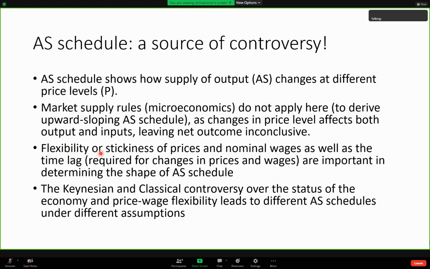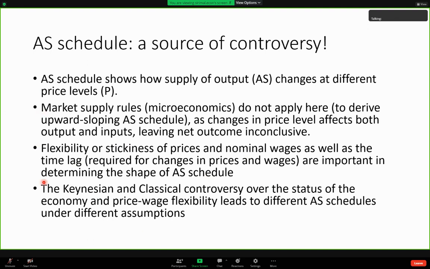The second, flexibility or stickiness of prices and wages. This is another issue that we need to take into account. Even if we assume they are flexible, we have to decide whether they are flexible or sticky, flexible or rigid. After we decide that, even if they are flexible, then there is a time lag, which we need to take into account. Therefore, these two factors also affect our determination of the aggregate supply schedule.